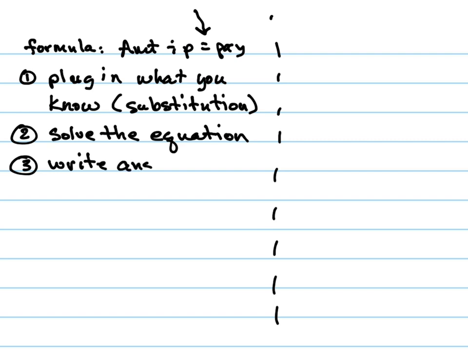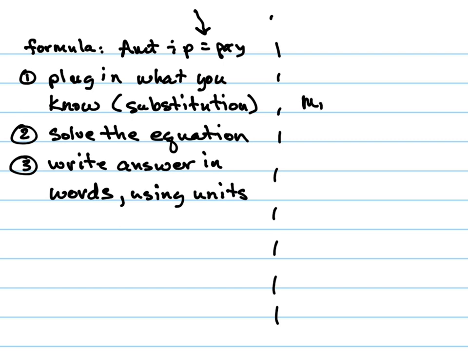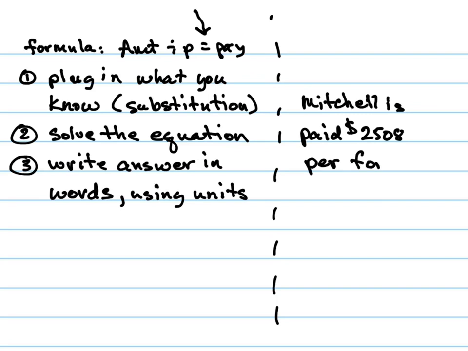And then finally, write your answer in words. Answers that are just numbers just don't make sense. They don't have any meaning. So you always have to write it in words, and you always have to remember that you'll be using the proper units. So for that one, this was an example where the person's name was Mitchell. We would write Mitchell is paid $2,508 per fortnight.